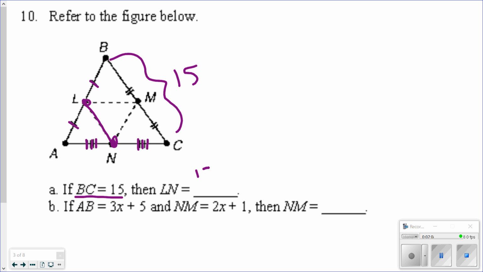Well, 15 divided by 2, which is equal to 7.5.